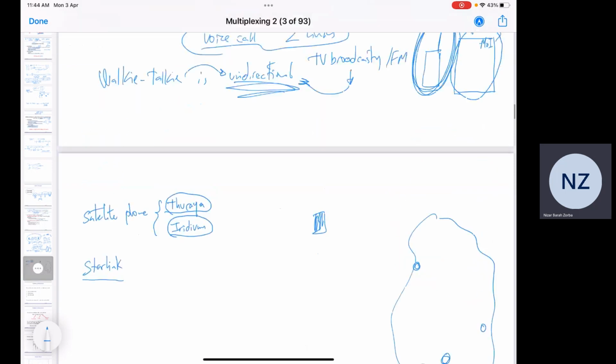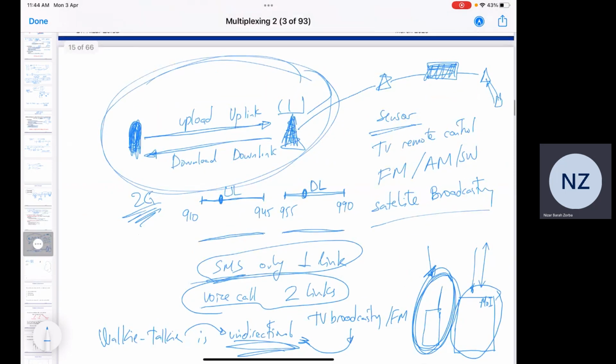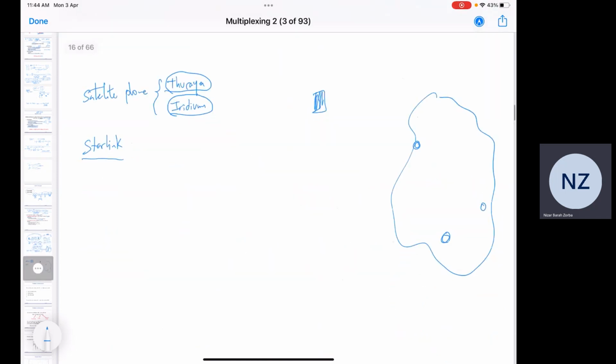Here I put an example. How much bandwidth here? 35 megahertz. Or here, 35 megahertz. So the uplink and downlink bands were exactly the same. Why? Just to make it better as one. So here, in 2G, 50% for the uplink, 50% for the downlink.